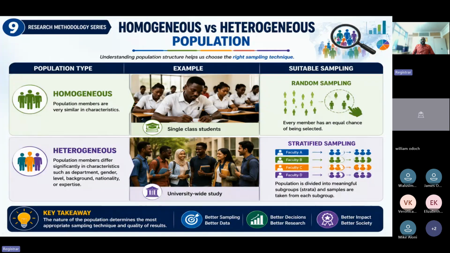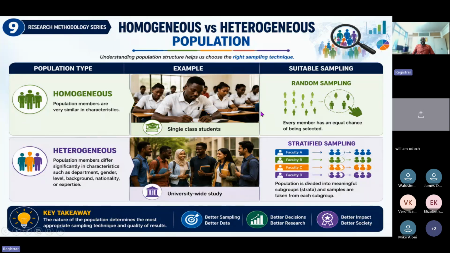Now, just to make you understand what is real homogeneous and heterogeneous population, this is more important because if you know your population very well, it will help you to choose the right sampling technique. That's what Veronica was saying. So, what is a homogeneous population? In a homogeneous population, as you see in the picture, the members are very similar characteristics, like students in a single class, in one class.